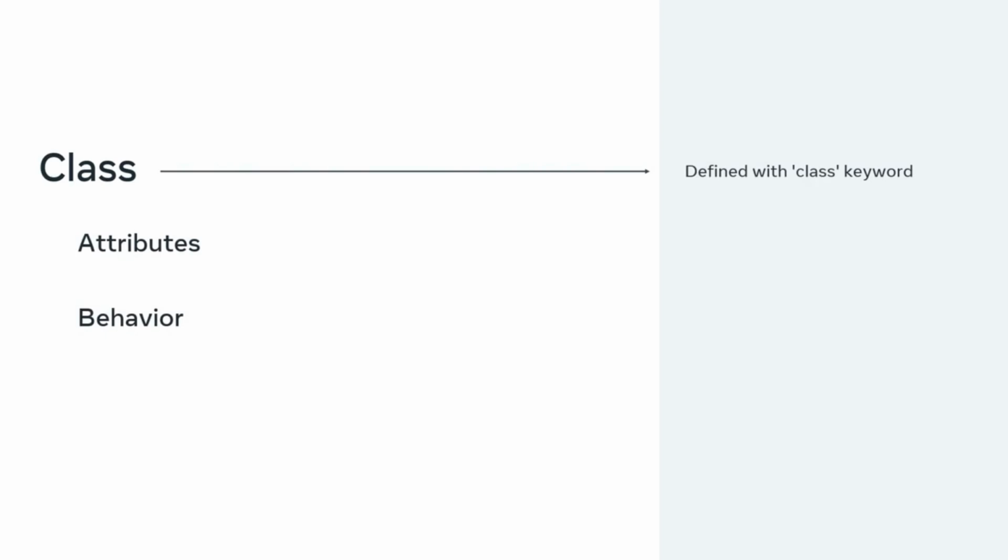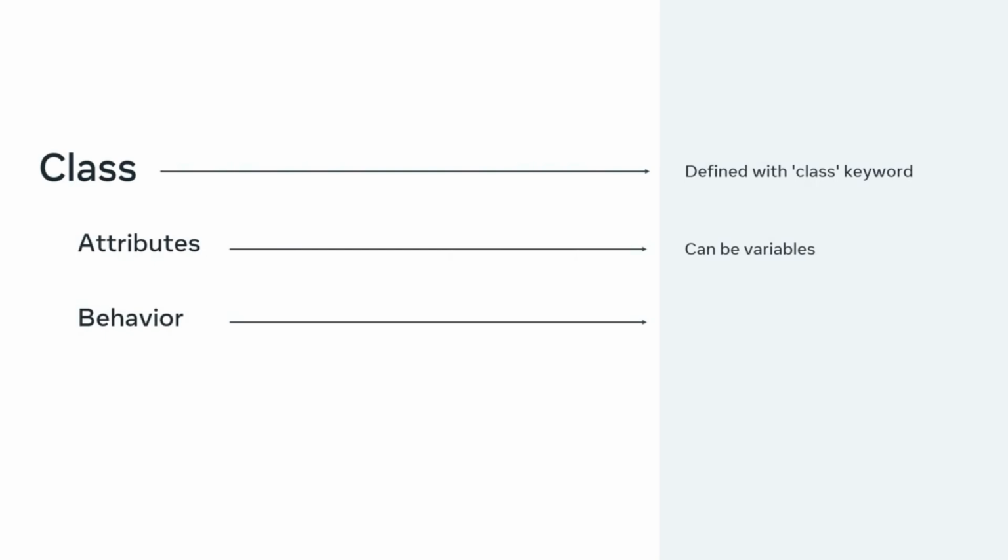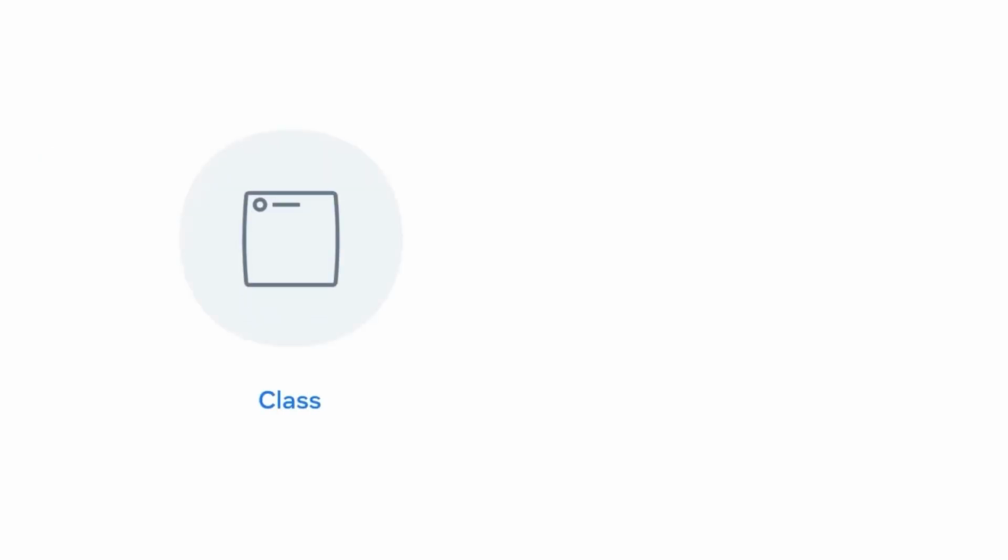A class is a logical code block that contains attributes and behavior. In Python, a class is defined with a class keyword. The attributes can be variables, and the behavior can be functions inside of it. You can create instances from these classes, which are called objects. In other words, a class provides a blueprint for creating an object.